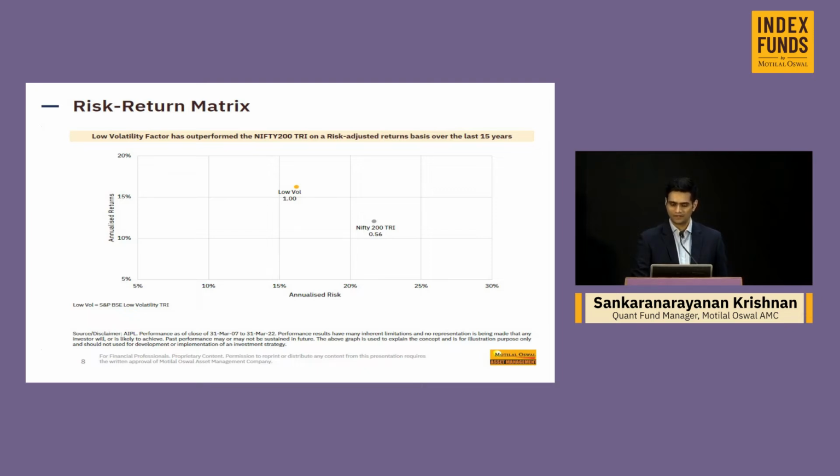Contrast that to our benchmark. Our benchmark has a higher volatility of 22%, which was perhaps expected because we are a low volatility strategy, so it will be lower volatility than the benchmark. But look, the returns are actually lower than the low volatility strategy. So over a period of 15 years, the low volatility strategy has actually not only delivered on its promise of reducing your risk or volatility, but at the same time improved your returns over the benchmark, right?